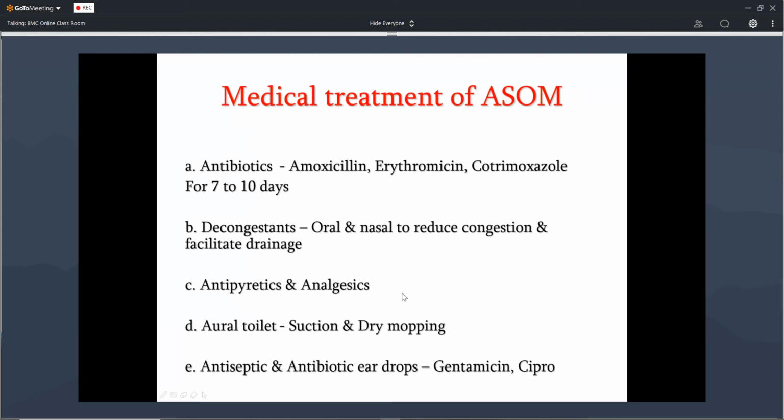Antipyretics and analgesics, and oral toilet. If the patient comes to you in the stage of resolution with ear discharge, you should clean the discharge in the external auditory canal by using the suction apparatus or by dry mopping. So these are the various medical treatments for ASOM.